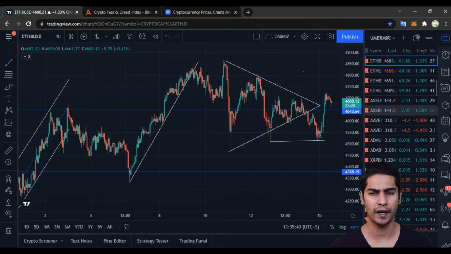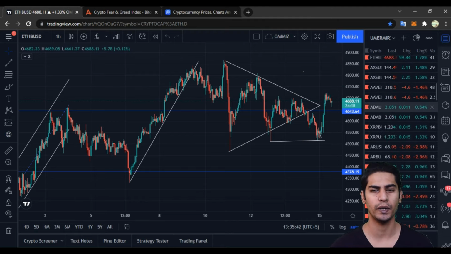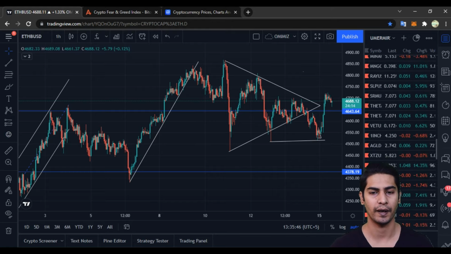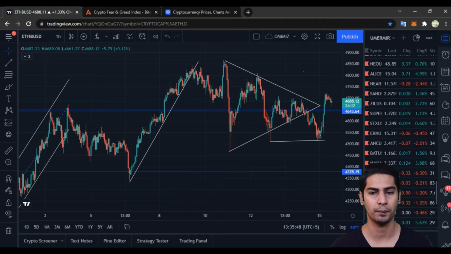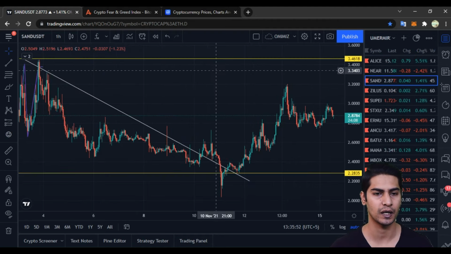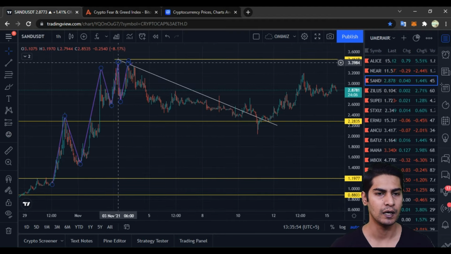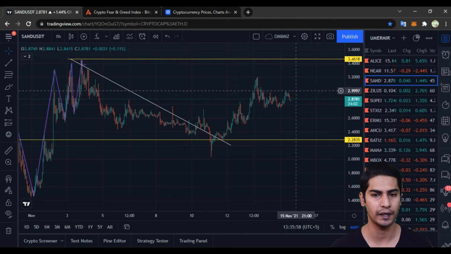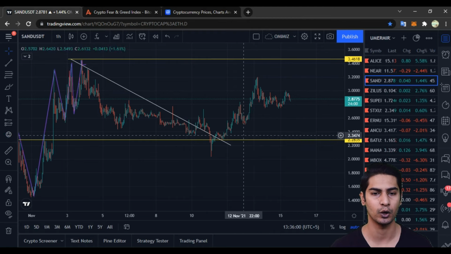Overall, the market has been sideways throughout the weekend. Not much action. The only thing we saw was that Mana and Sandbox had a very nice pump. So we'll have a quick look at them and see कि क्या हालात चल रहे हैं Mana and Sandbox में. So Sandbox has broken out of its downtrend pattern.